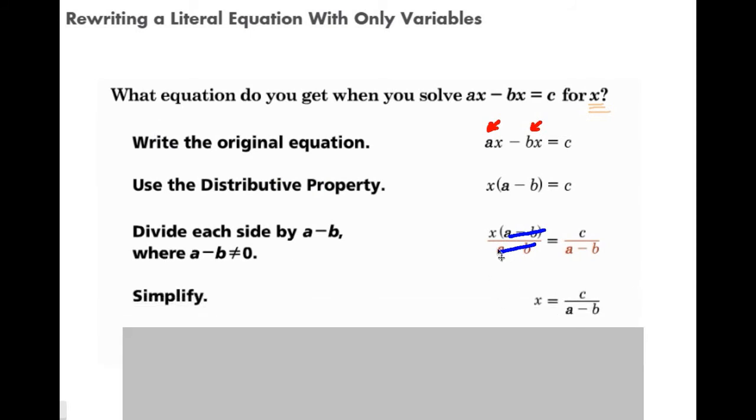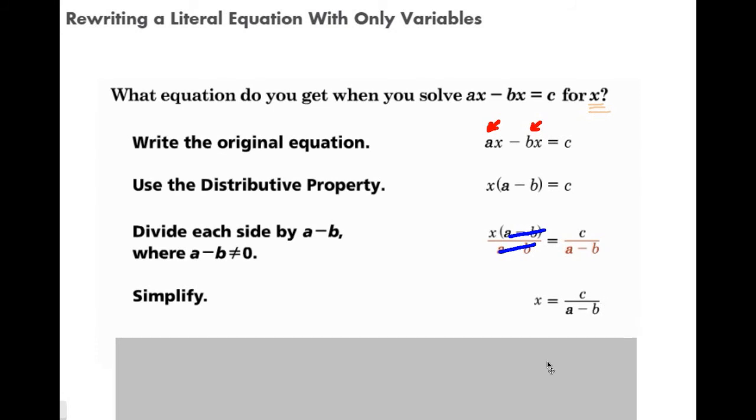So our final step, our final answer, is to simplify. So we have x equals c divided by a minus b. So what equation did we get? Here it is: c over a minus b for solving for x. Okay, so that gives you an idea how to solve these and what the expectations are to solve these problems for this STAR exam. Let's go on to the next example.